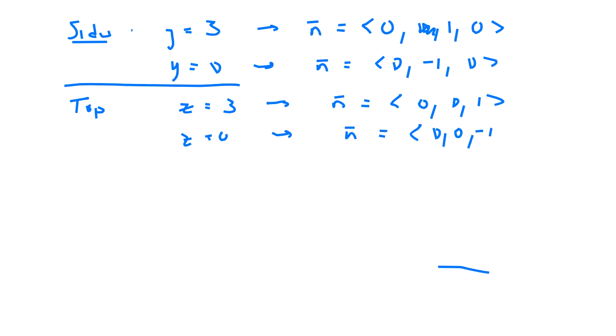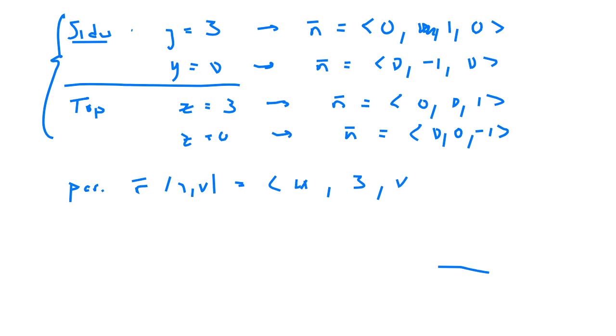0, 0, and -1. And so for each of them, we would plug in the parameterization. So for example, for the sides, the parameterization would be r of u and v equals, in this case, y is fixed, so y would be 3, whereas x and z can be whatever number you want. So I would call those u and v. And since it's a square, u and v would be between 0 and 3.